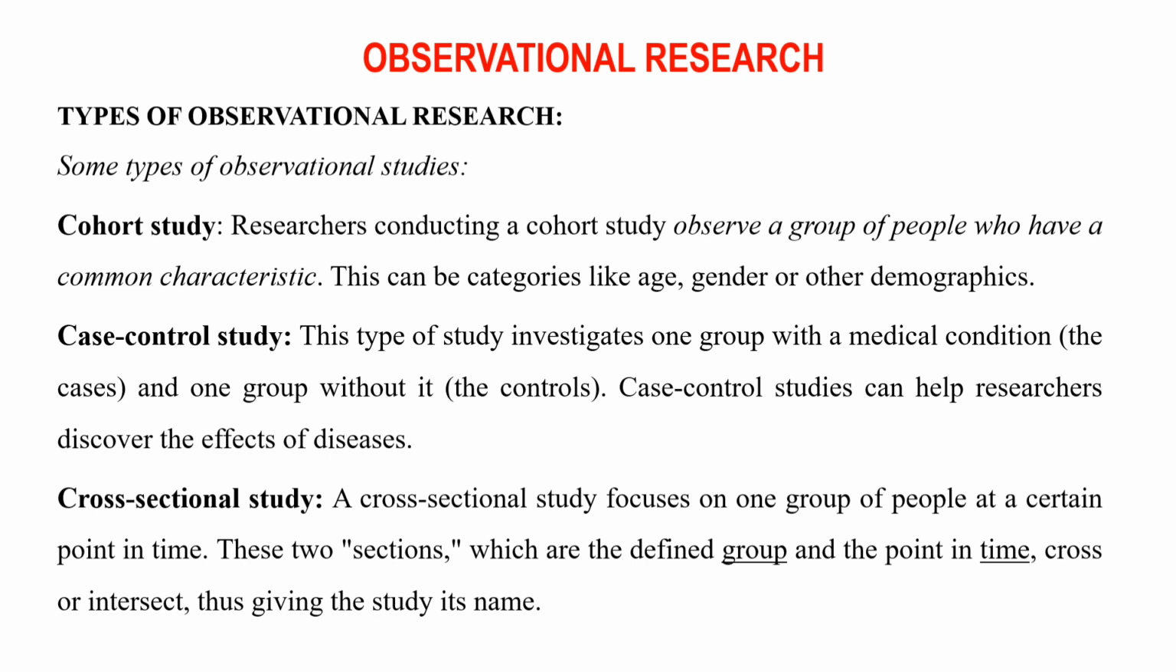That means categorized by age, like an age group between 30 to 40, or 40 to 50. That group the researcher will observe. Sometimes by gender, they will observe a male or female group. That is a cohort study, and the second one is a case control study.